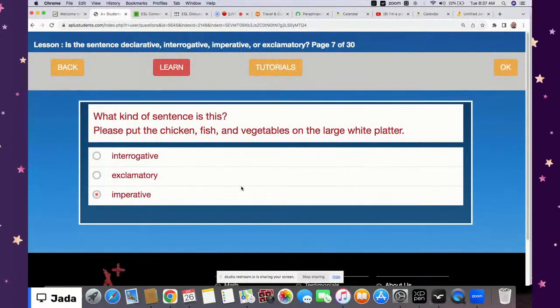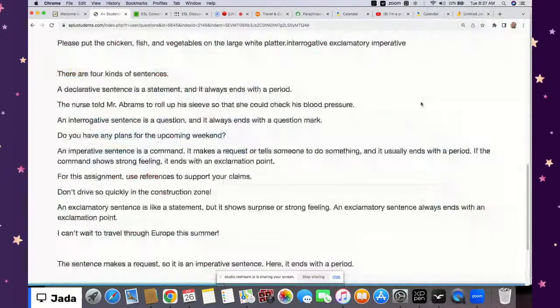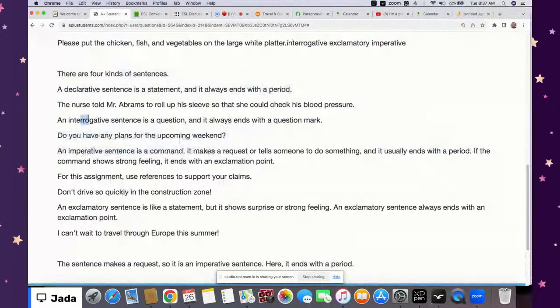But if I click on the second one that you guys said, it's gonna be wrong. But if you get any one wrong, all you need to do is you scroll down just like this. You see, we have the explanation now. So, declarative sentence is a statement, it always ends with a period. Interrogative is a question, always ends with a question mark. And imperative, just the one that we did now, it's a command. It makes a request or tells someone to do something.